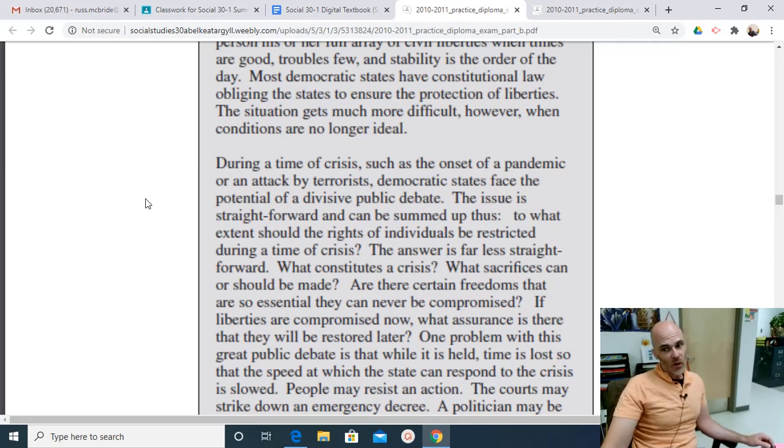The answer is far less straightforward. What constitutes a crisis? What sacrifices can or should be made? Are there certain freedoms that are so essential that they can never be compromised? If liberties are compromised now, what assurance is there that they will be restored later?